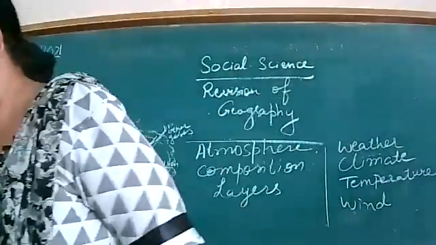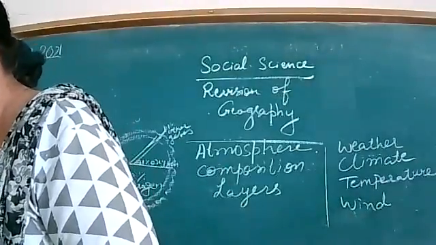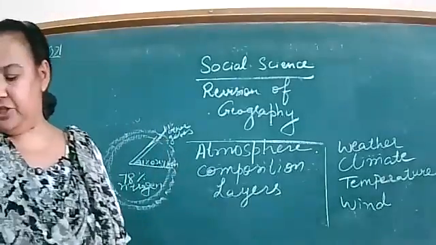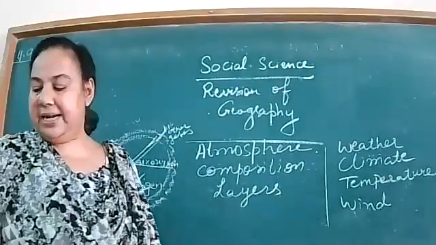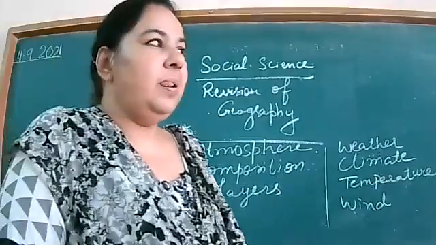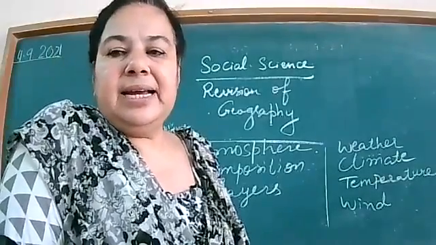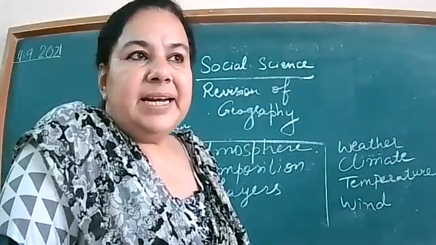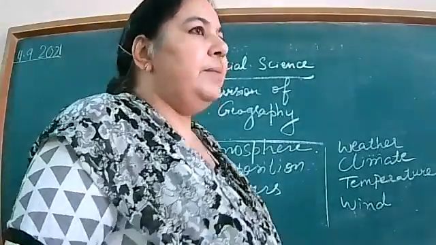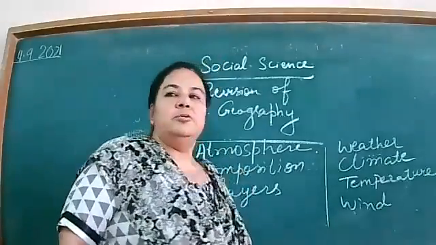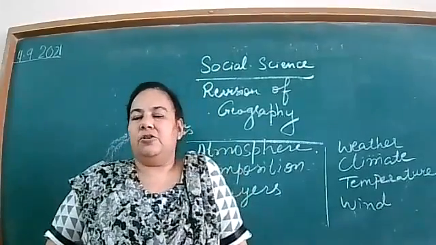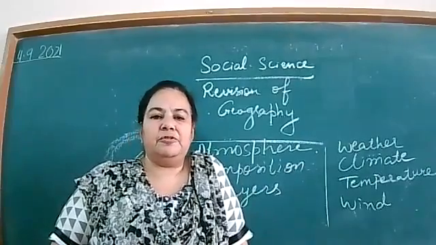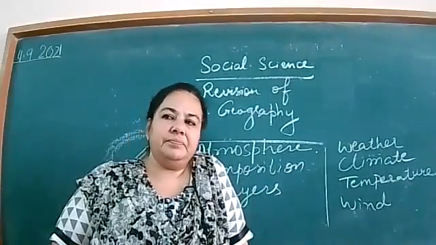Okay, now come to the next. You know it very well: rhythmic rise and fall of ocean water twice in a day is called tide. Rhythmic rise and fall of ocean water, how many times a day? If I say rhythmic rise and fall of ocean water four times a day is called tide, is it correct? Do the correction in it. Rhythmic rise and fall of ocean water twice a day is called tide.